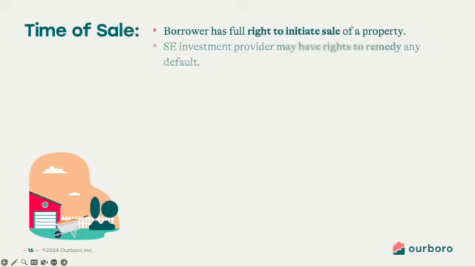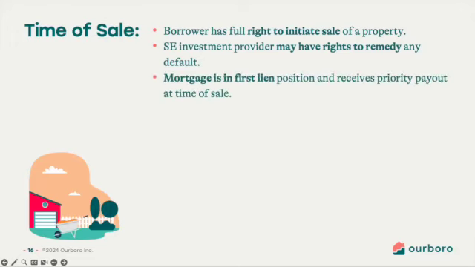And then one thing to keep an eye out for: at Ourboro, for example, we incorporate into our agreement the ability for Ourboro to help remedy any defaults. So say at time of sale, there are defaults outstanding that may prevent a sale. The shared equity investment provider may be able to help in those instances in remedying those defaults, because obviously it's in their best interest to have a smooth sale process.